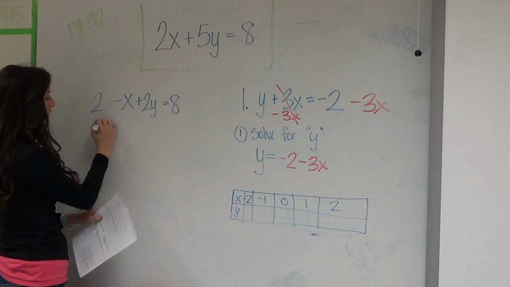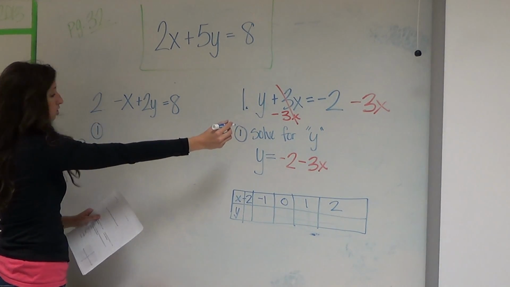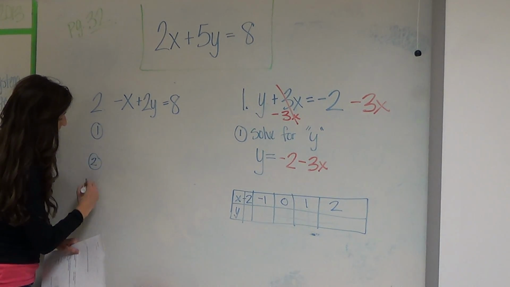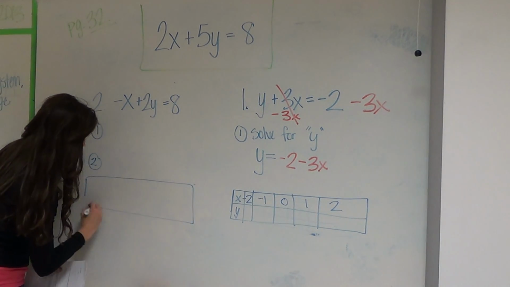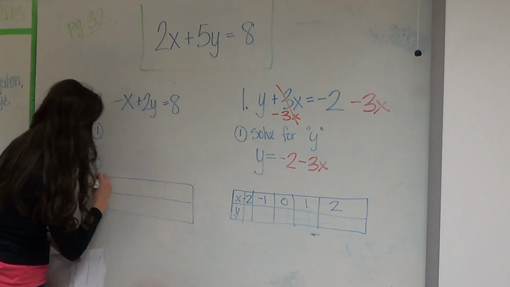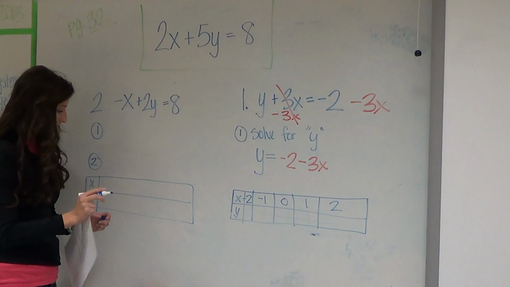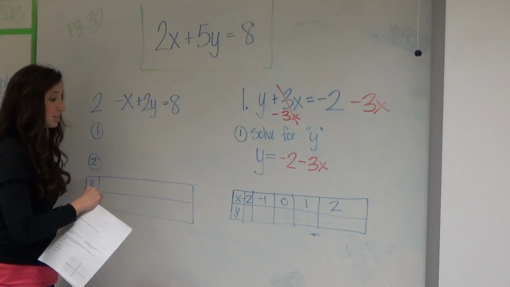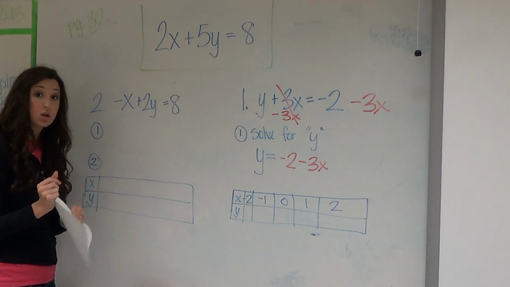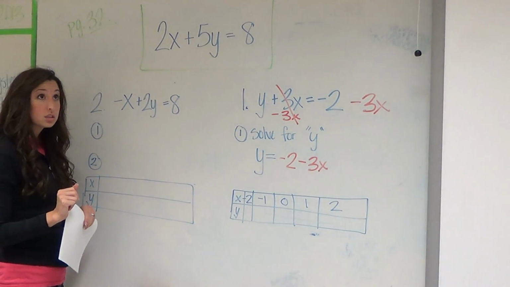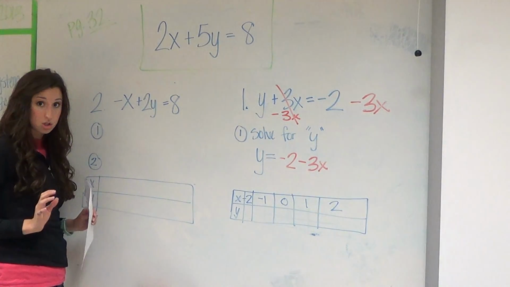Okay, step number 1, you know what to do. Step number 2, you know what to do. Use the same points for x. Once you have it plugged into the equation, you have your coordinate points. You can graph it and tell me linear and function, not linear, not function, or a combination.